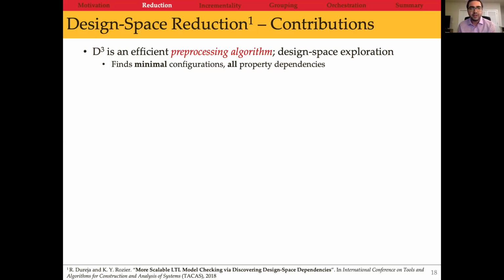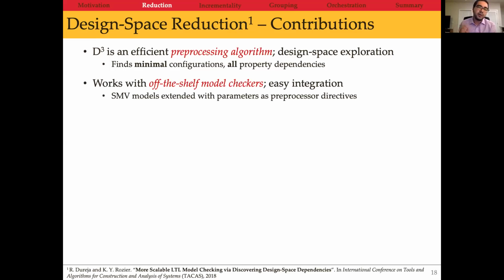So D3 finds the minimal set of parameter configurations to guarantee that we're only checking the minimal set of models, and it finds the dependencies between all the LTL properties to dynamically reduce the properties that are checked for individual models. The great part about D3 is that it works with off-the-shelf model checkers.